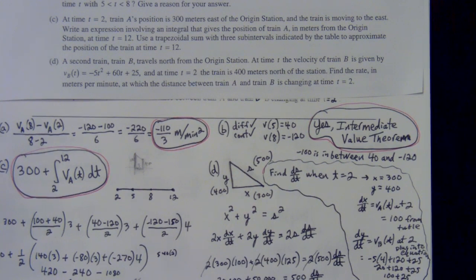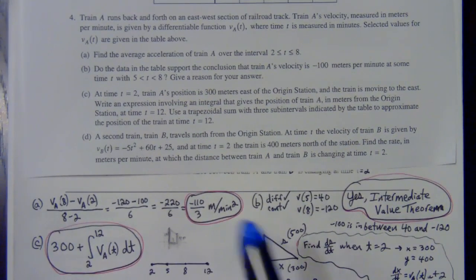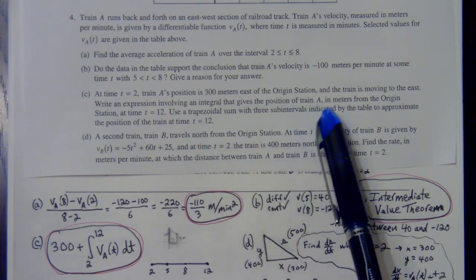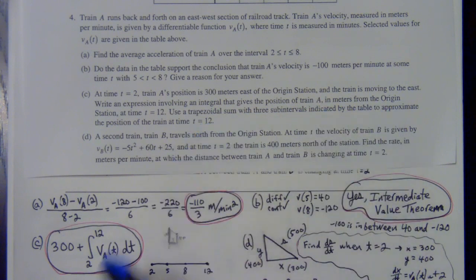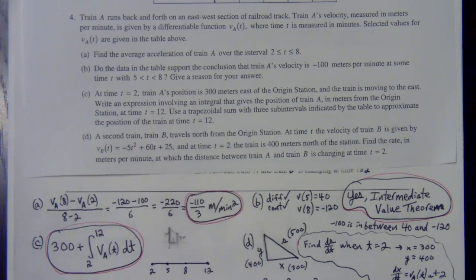All right, letter C was just kind of annoying because you had to do a bunch of stuff without the calculator there, and it gives us a giant paragraph we got to read, right? But it says at time t equals 2, the position is 300 meters east of origin station, and the train is moving to the east. Write an expression involving an integral that gives the position. So anytime it's talking about a position, you got to take into account the initial position. And then it says about using the trapezoidal sum, which we got to review. I think we had that on either the 2003 or 2005 test, one of those. We got to do this trapezoidal stuff going on, all right?